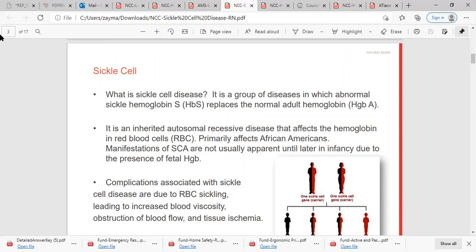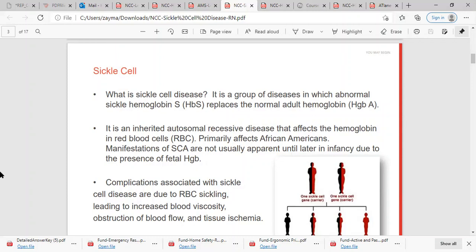clump together, right? And cause vaso-occlusion, which puts patients at high risk for clots, cardiovascular events, organ failure, and infection, all kinds of things. So sickle cell is not a pretty disease.